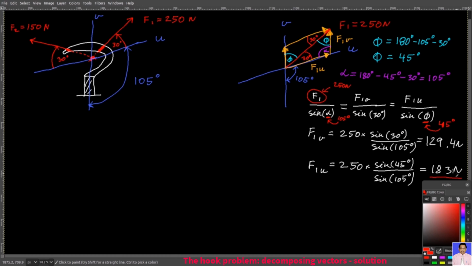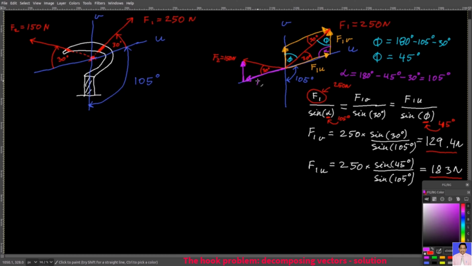This is the U axis and this is the V axis. And now let's do the same thing with F2. It equals 150 newtons. This is 30 degrees here. And again, we have to think about F2 in terms of a resultant vector. You need to add up two vectors in such a way that you will end up having F2. One vector is along the U axis and another vector along the V axis.